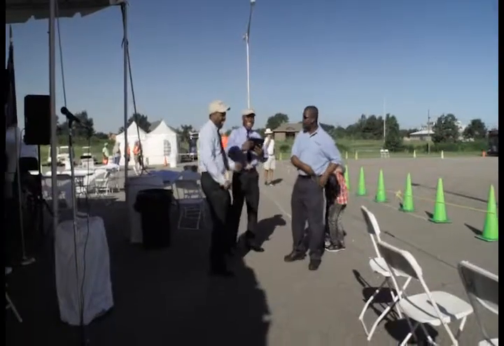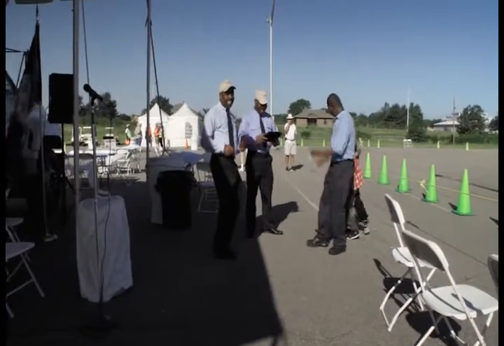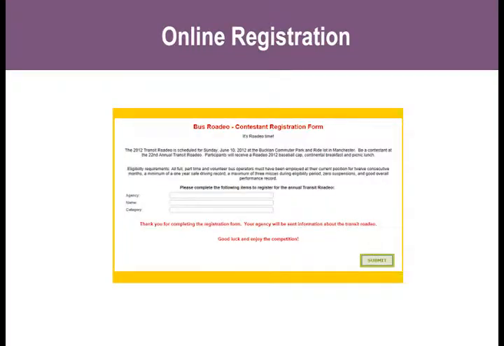Drivers. What's a rodeo without contestants? You have to market the event to transit agencies to get drivers to register for the rodeo. Registration can be accomplished online. Rodeo organizers should have all contestants registered in advance of the event so that a day of schedule or brochure can be created, and rodeo staff can check the drivers in on the day of the event.